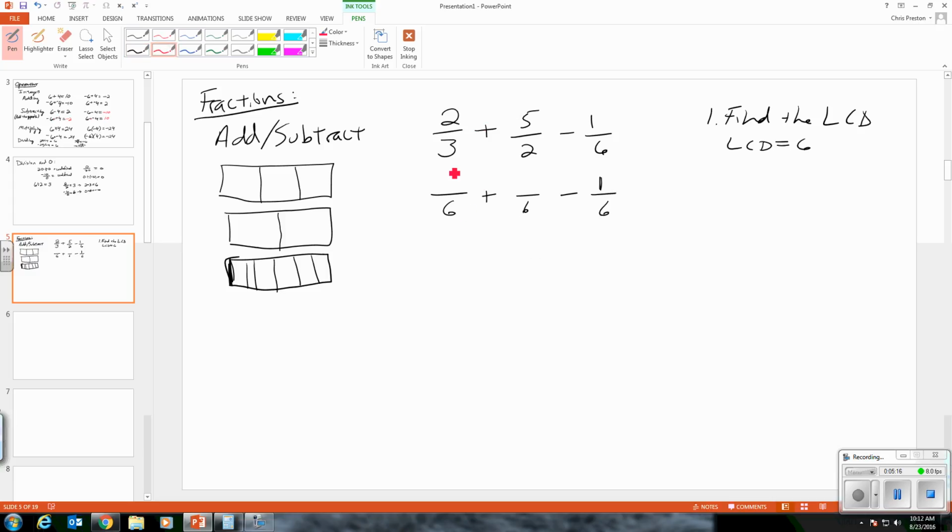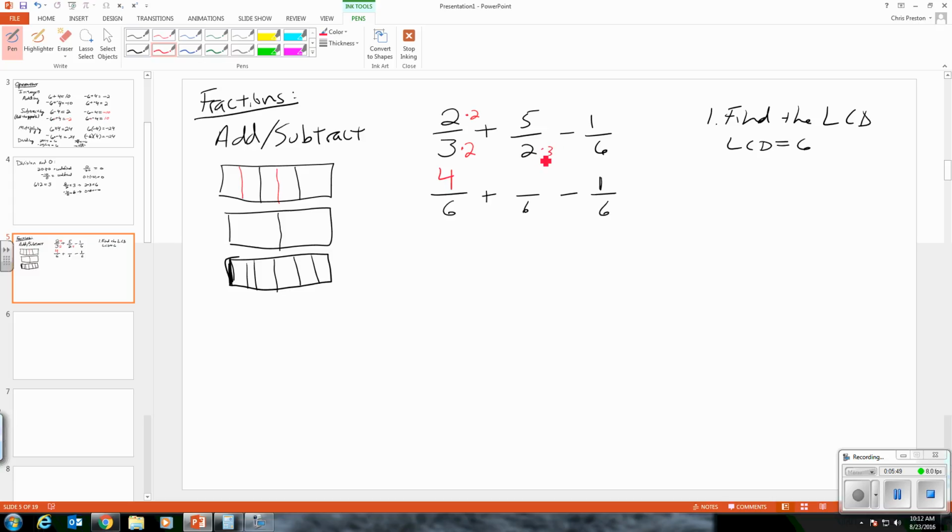So in order to change this bottom to a 6, I'm going to multiply it by a 2. But I can't just multiply the bottom of it by a 2, because 2/6 isn't the same as 2/3. Clearly they're not the same. But if I multiply the top by the same number I'm multiplying the bottom by, and make that a 4/6, then what I see is 2/3 is the same as 4/6. So that does work.